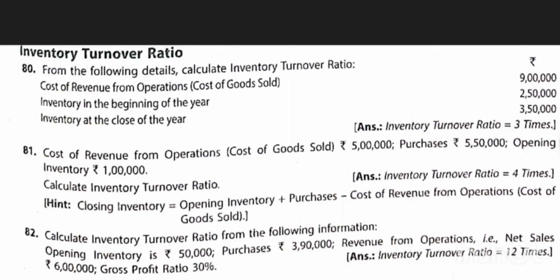So today we'll be mainly focusing on question 80, 81, 82, and 83. So let's get started with question 80. Alright, so question 80 states that from the following details, we've got to find inventory turnover ratio. Cost of revenue from operations, which is CGS, is given 9 lakhs. Inventory in the beginning of the year, we have to identify that to be our opening stock or opening inventory, is given to be 2,50,000. Inventory at the close of the year, 3,50,000. That's our closing inventory that has also been given.